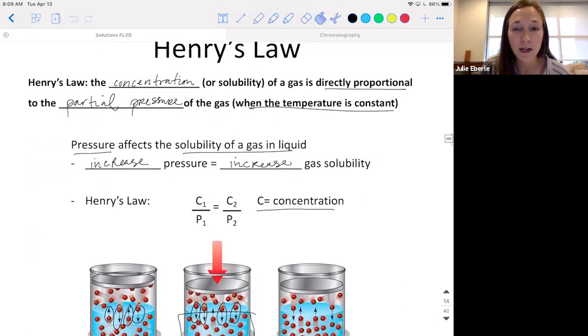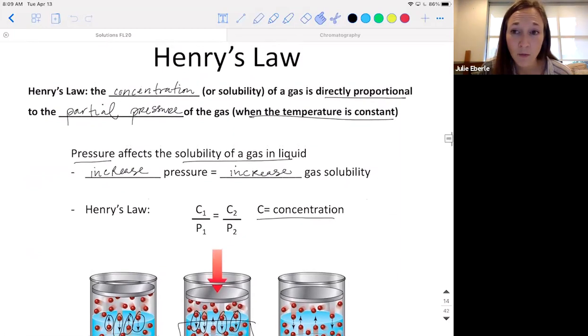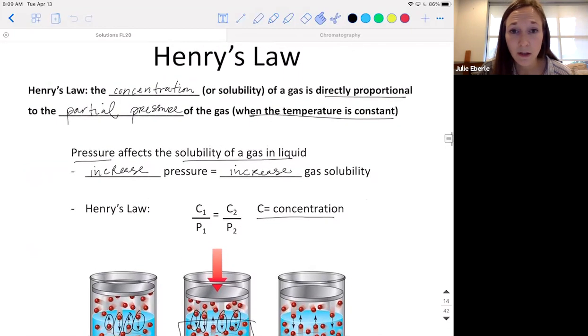There is a problem on Henry's Law. I actually have an email from a student about this, and I've got to respond to it today. There's a problem on your homework about Henry's Law, about gases, parts per million, ppm. It's a challenging problem on the homework, okay? So spend some time looking at it, but reach out to me if you need help. It's all to do with Henry's Law.